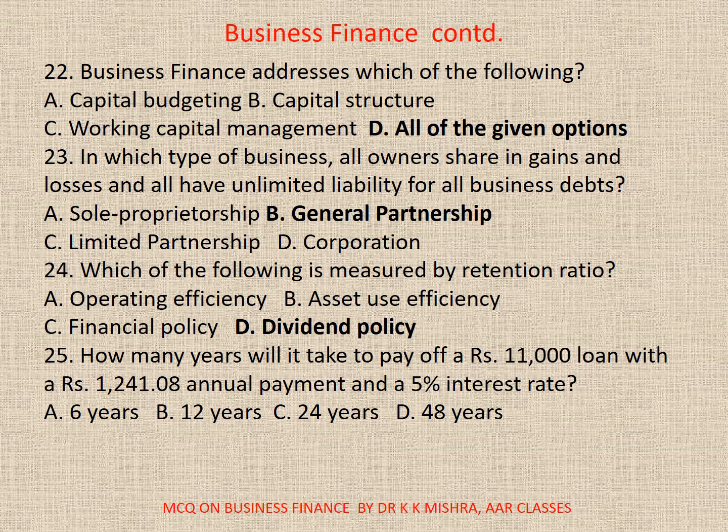Now, question number 25. How many years will it take to pay off a rupees 11,000 loan with a rupees 1,241.08 annual payment and a 5% interest? So here in question number 25, the correct option is actually not highlighted. If you calculate, you will find it to be B, 12 years. Using a financial calculator or Excel, put PV equal to 11,000, PMT is 1,241.08 and rate of interest 5%. Solve, you will find it to be 12 years.